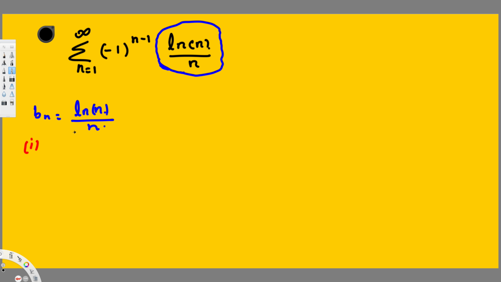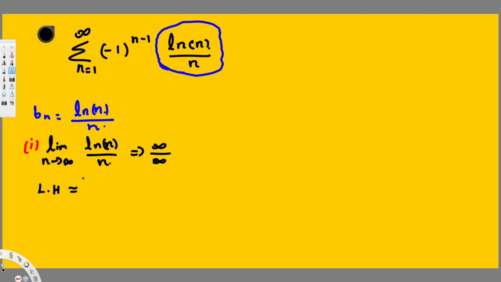So if I take the limit as n approaches infinity of ln n over n, right? If you apply infinity for the n value, you will get infinity on top and infinity on the bottom. So we are getting infinity over infinity, right? So here we can use L'Hopital's rule. So let's go ahead and use L'Hopital's rule right here.